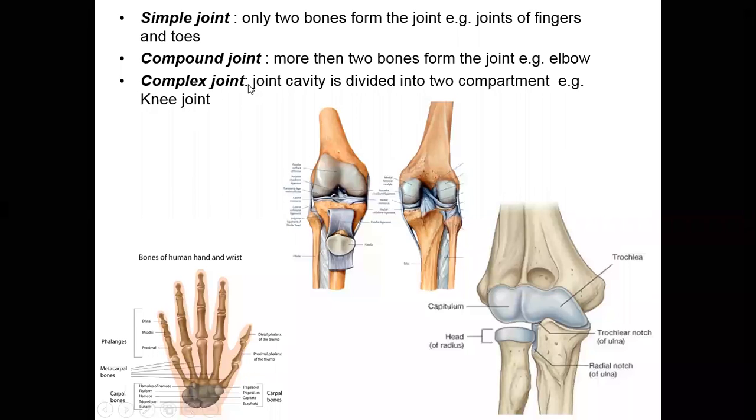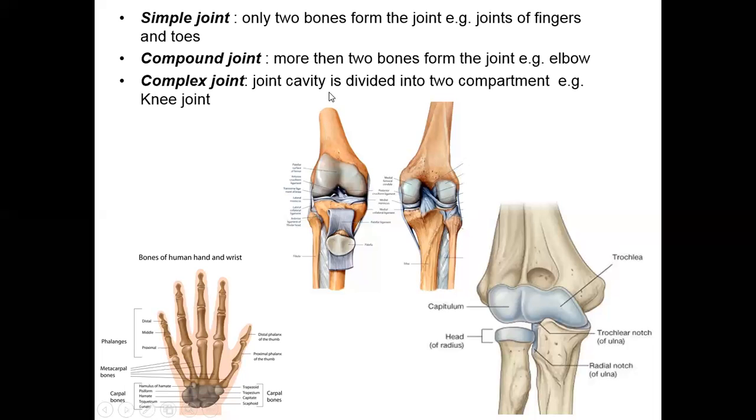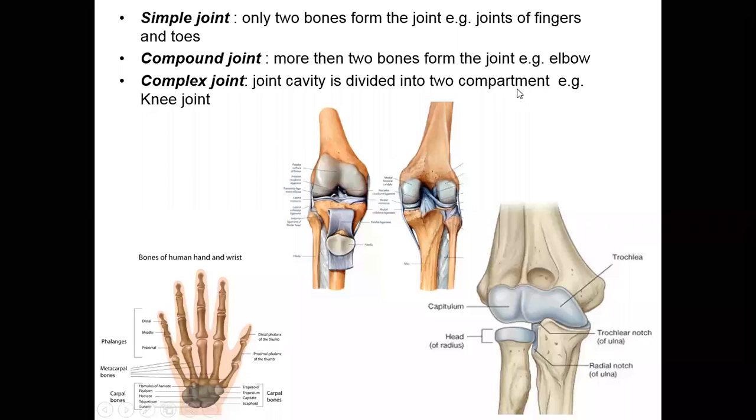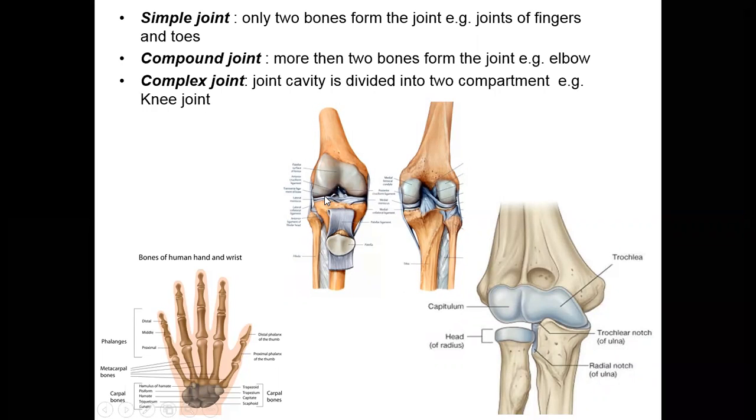Now coming to the last one, complex joint. As the name suggests, it is complex. Here it is a synovial joint, as we know, and the joint cavity is divided into two compartments. The disc that we saw just now, the disc that is here and here, divides the joint cavity into two compartments, upper and lower. These types of joints are called complex joints. An example is the knee joint. We just saw the knee joint. The knee joint is an example of a complex joint because the disc which is here divides the joint cavity into upper and lower compartments.